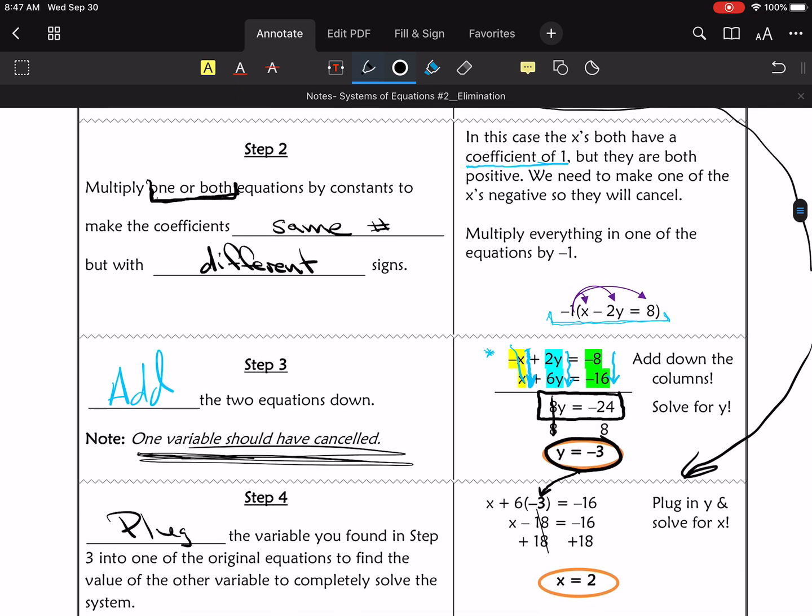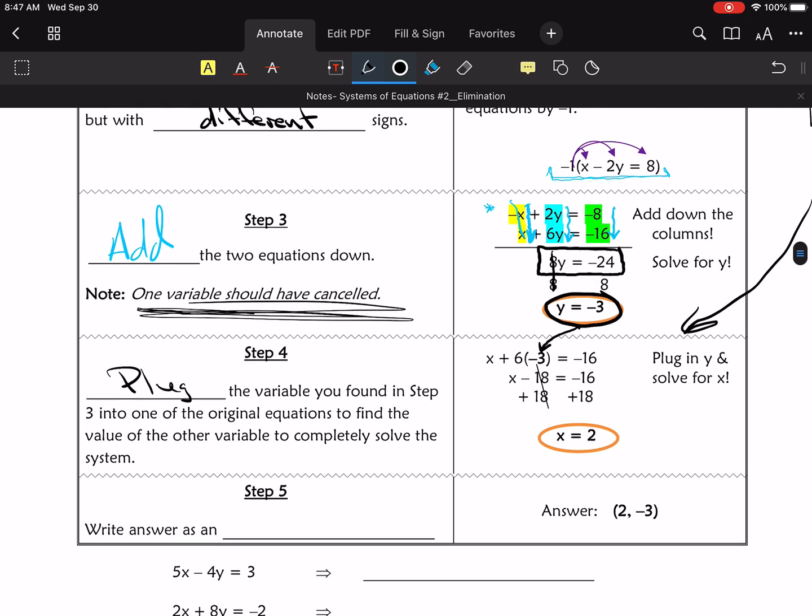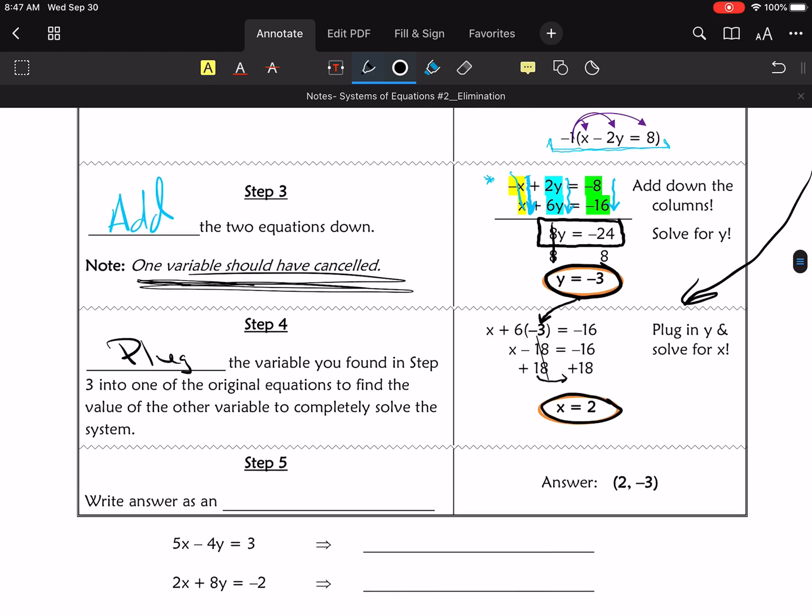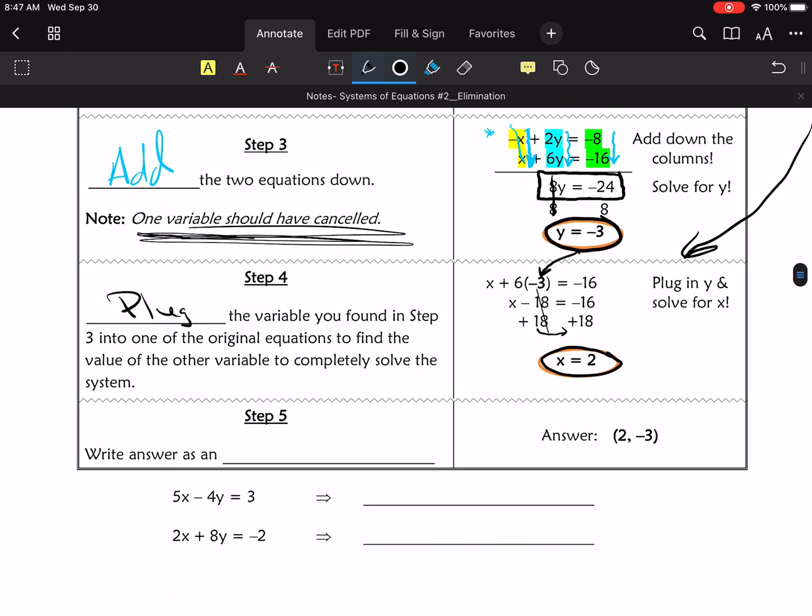Okay. So plugging in negative 3, I get 6 times negative 3, which gives me negative 18. And then to get x by itself, I just have to add that over to the other side. So I get x equals 2. And again, like we saw in the last video, we always have to make sure we write our answer as an ordered pair. Right? X comma y, which is what they did here.